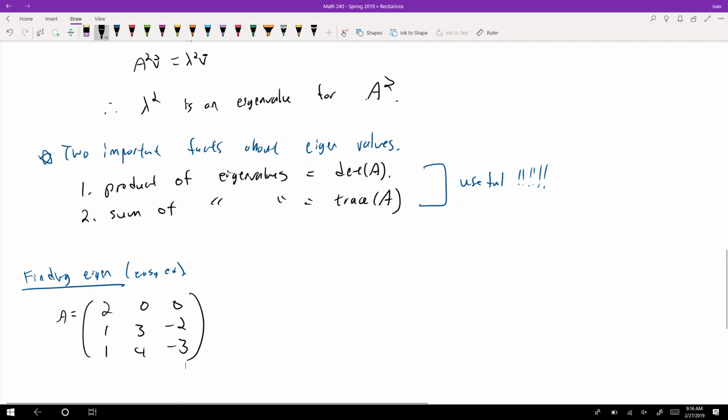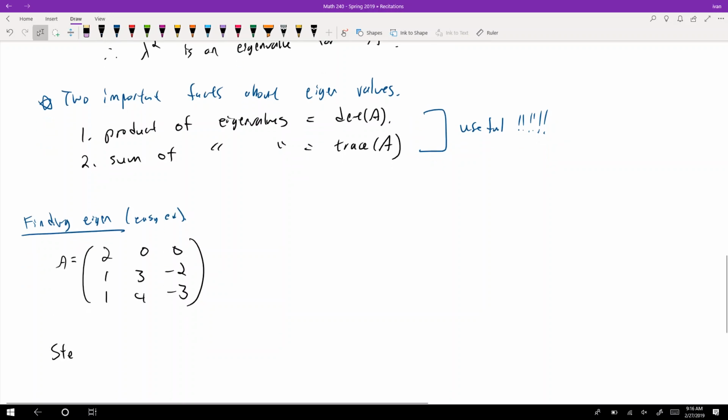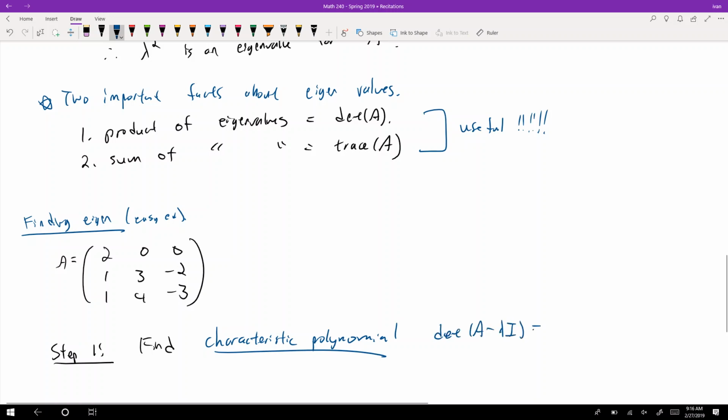All right. Step 1 is to find the characteristic polynomial. This is a vocab term that you should know. And what is the characteristic polynomial? It's the determinant of A minus lambda I is equal to 0.